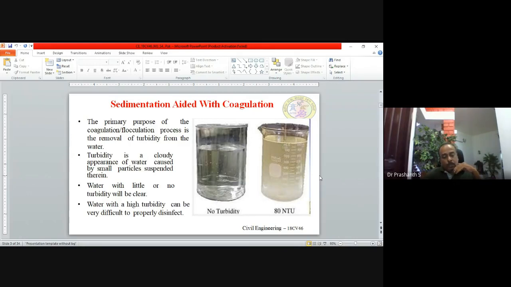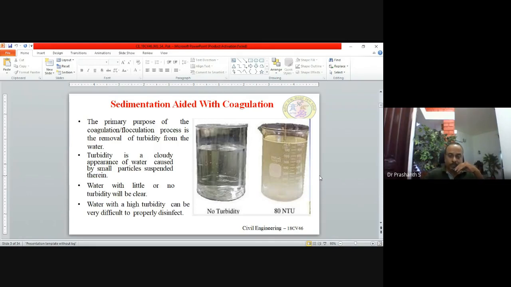So in order to remove these types of particles, we have to aid the sedimentation with the help of chemicals called coagulants. The primary purpose of the coagulation or flocculation process is the removal of turbidity, or the removal of very fine, very small particles which are not settled in the sedimentation process. These fine particles cause turbidity in the water. So our aim is to remove the turbidity in the water.